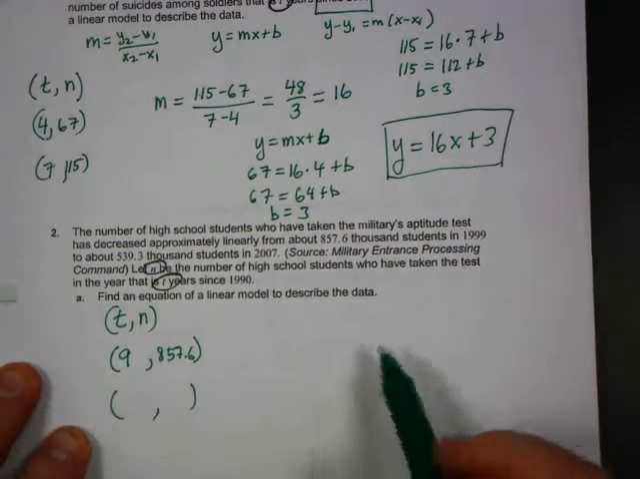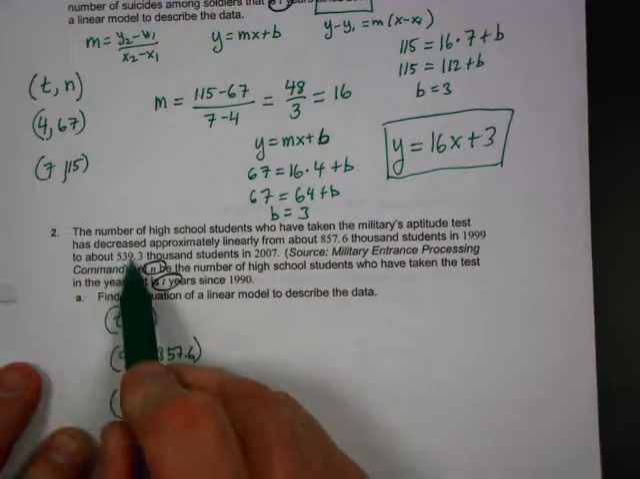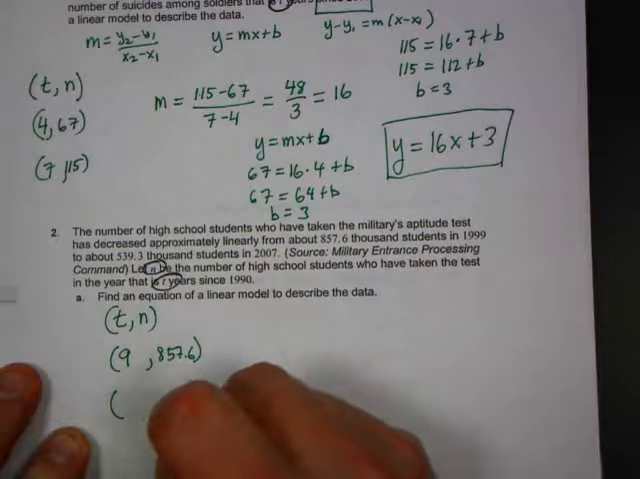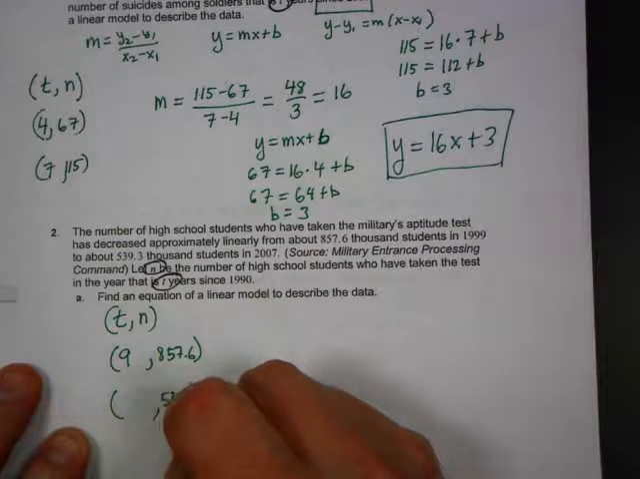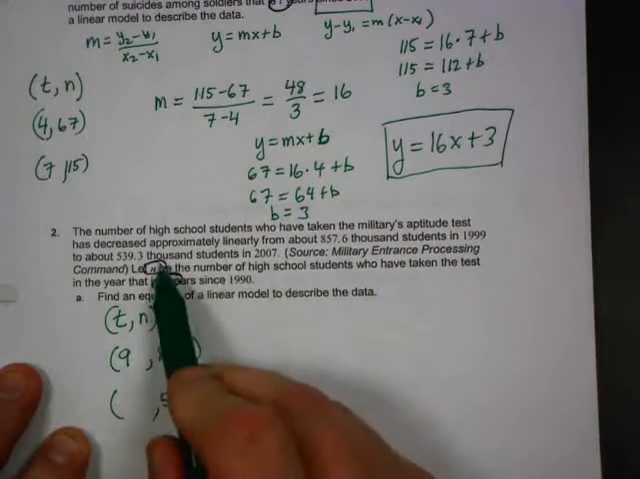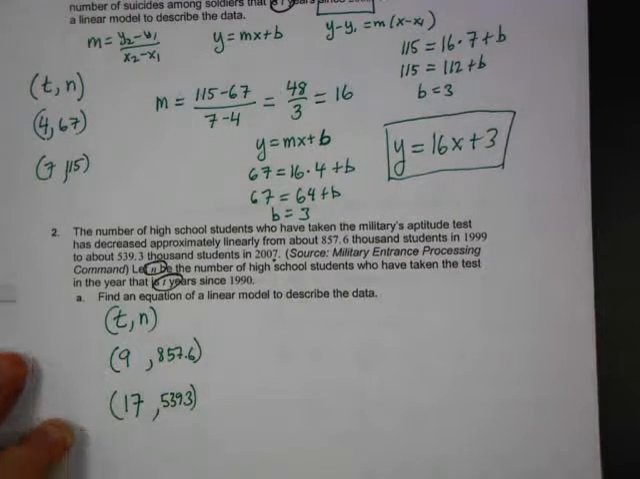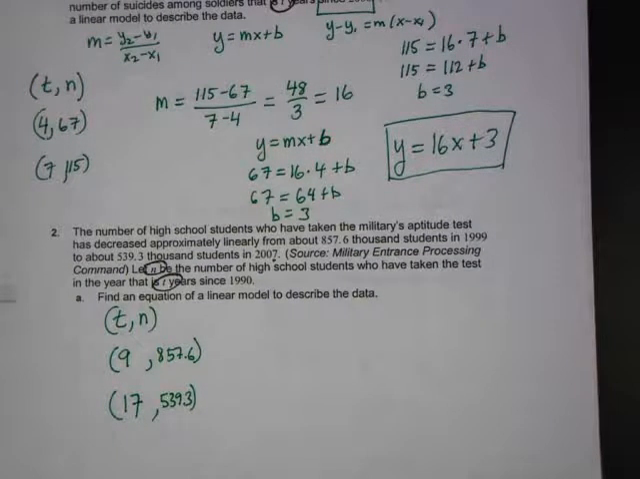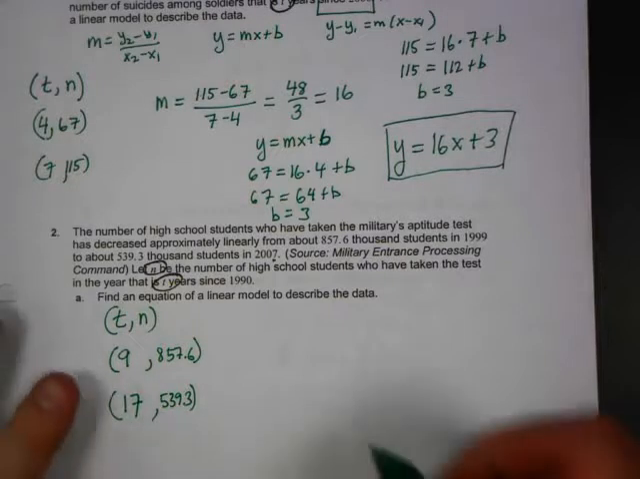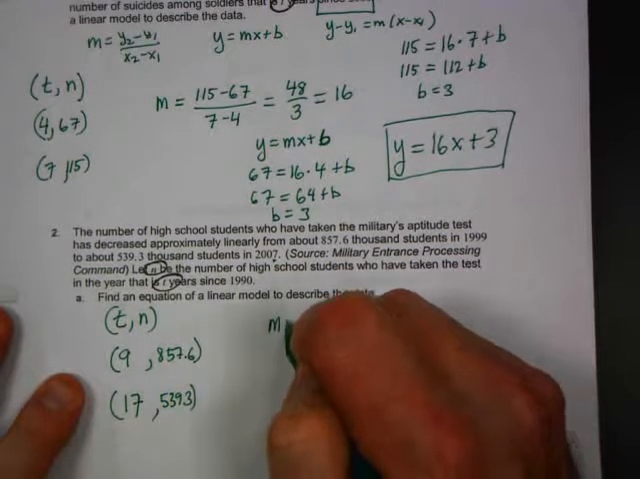And then I see 539.3. So again, that's an n, a y value. In 2007, that would be 17 years later. Again, that's the hardest part, I think. The hardest part is reading through the data and recognizing which one is x, which one is y, and then getting your 2 points. Once you have that, the rest of it should be pretty straightforward. Should be pretty much exactly what we did the other day.